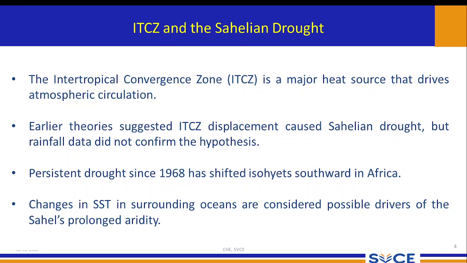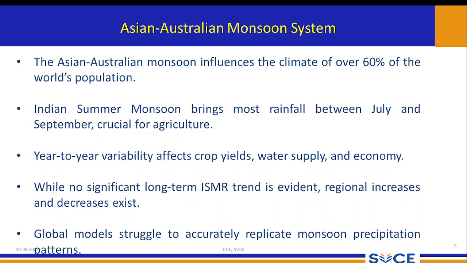Asian-Australian monsoon system influences the climate of over 60% of the world population. So what is this Asian-Australian monsoon? It's a monsoon period which influences the climate of over 60% of the world population. Asia and Australia cover almost 60% of the world population. The world population is almost 7 to 8 billion, that is 700 to 800 crores. Just imagine, 60% of the population lives in Asia and Australia.